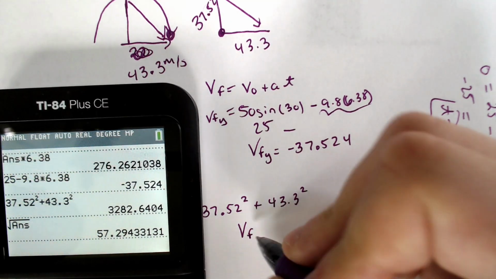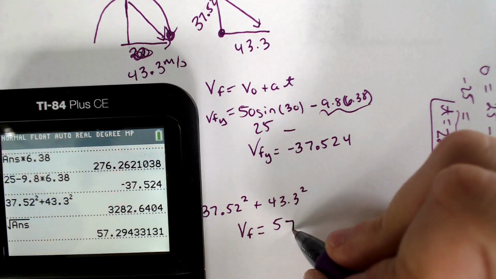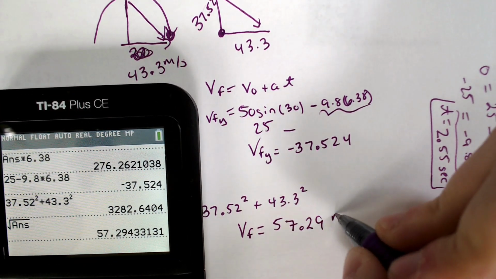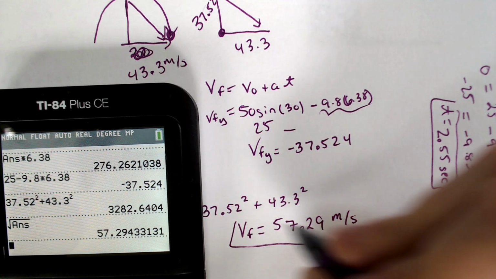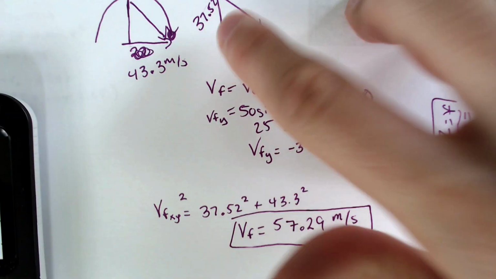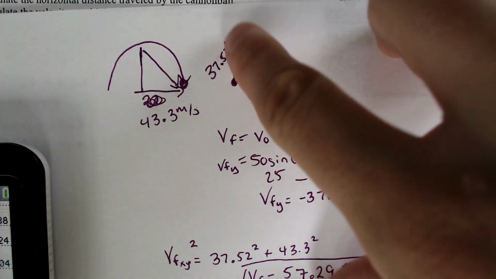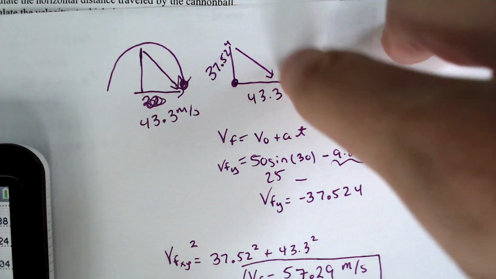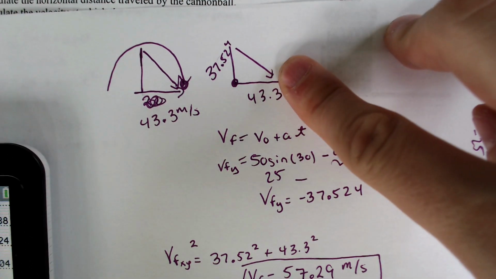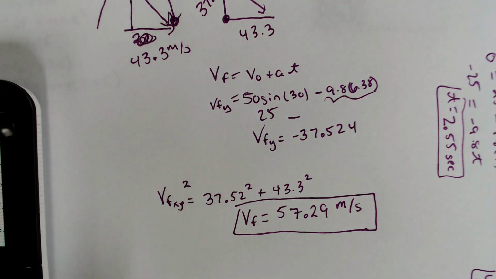So your actual final velocity will equal 57, I don't know why I said 28, it's 57.29 meters per second. That would be the true velocity because it's going down 37 and over by 43, but really when you combine them, because you're not going down and over separately, you're going down diagonally. And that would have a true velocity for your final part of 57.29 meters per second.